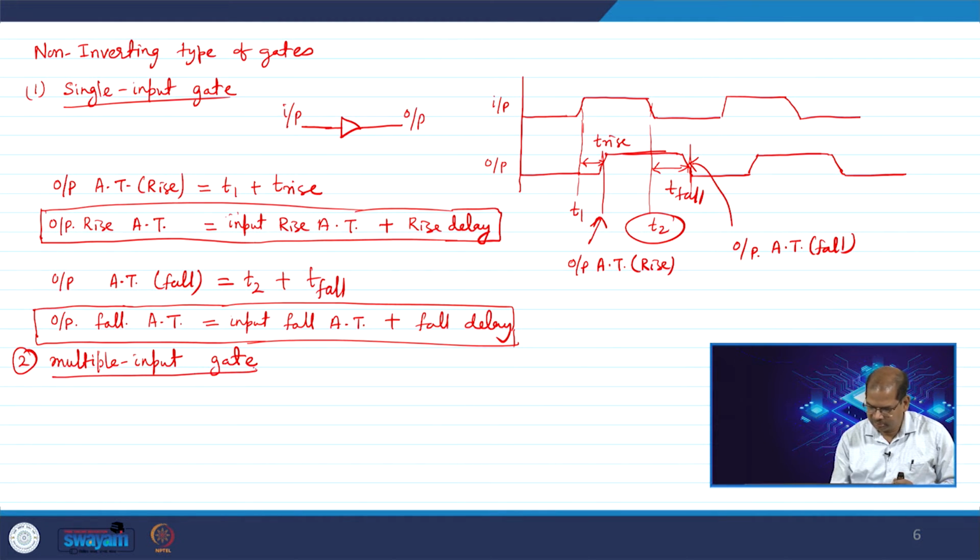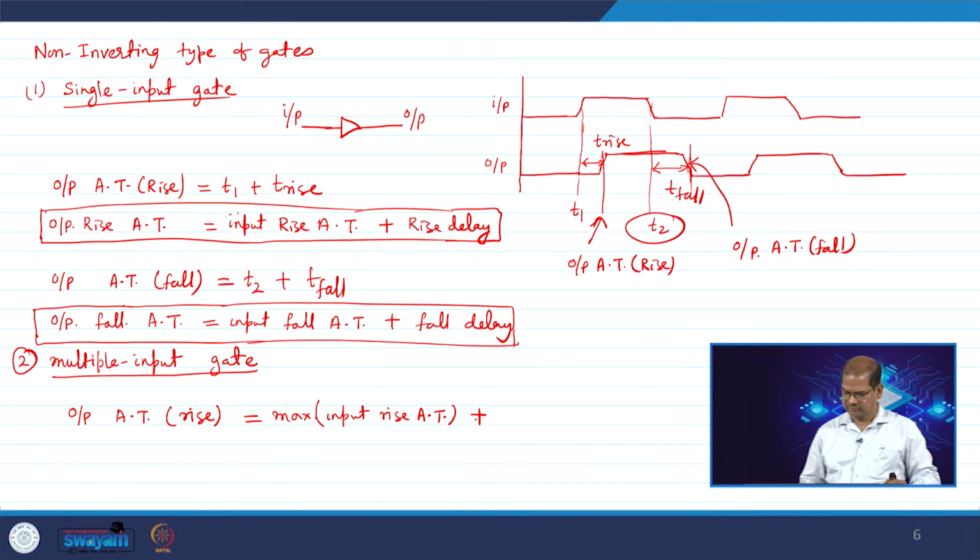Okay. So, for the multiple input gate, what will be the conditions? It is the same as the way I did for the inverting type of gate. So, I am writing the formula directly. I have output arrival time rise equals max of input rise arrival time, max of input rise arrival time plus rise delay.